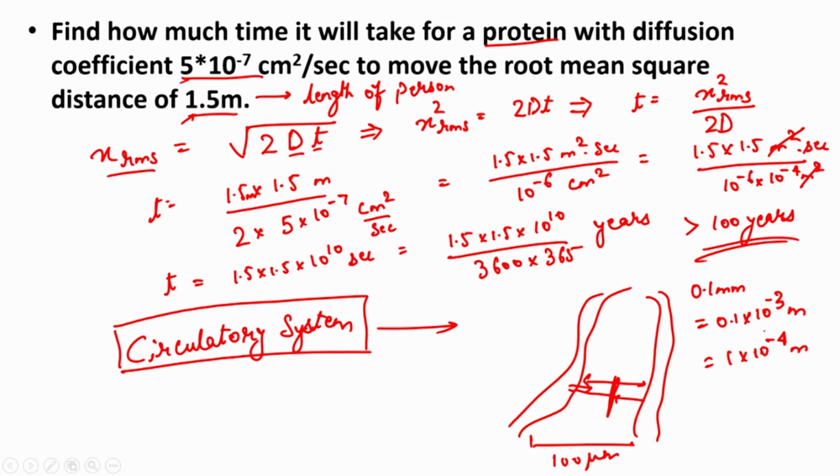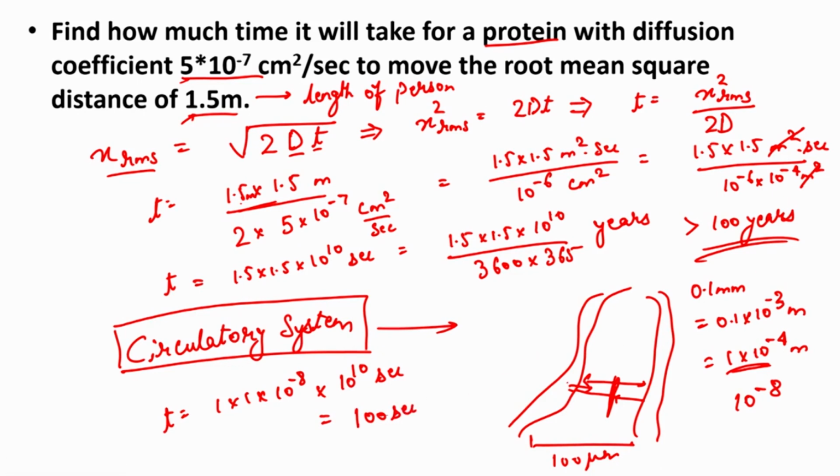So now if I square this, you will find that this is going to become 10 to the power minus 8 in the numerator. If I substitute, we are talking about t equal to 1 multiplied by 10 to the power minus 8, for 1 instead of 1.5 meter here, and then all the numerator will convert to 10 to the power 10 seconds, which is going to give us about 100 seconds.